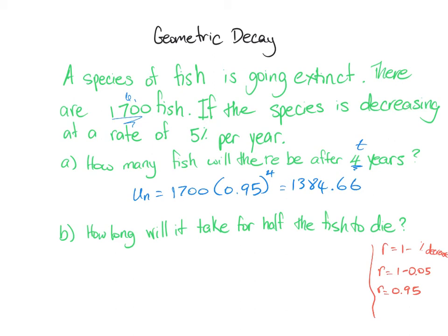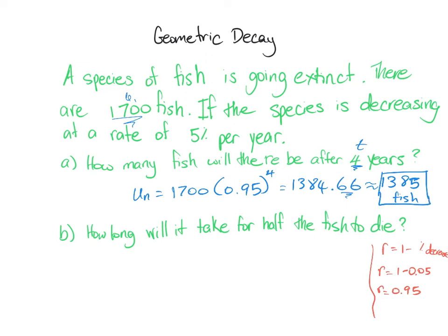1384.66. Now, here we have the opposite thing when it comes to rounding. The fish are decreasing. These fish have not yet died. They're still alive, barely kicking or swimming, and that means that we need to round up in this case. That last fish has not yet died. There are 1,385 fish.